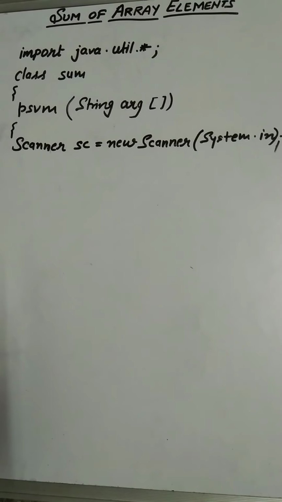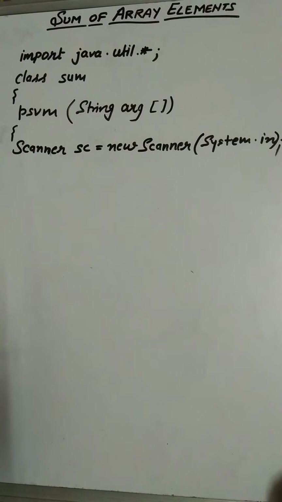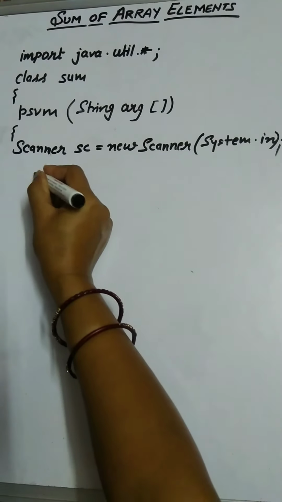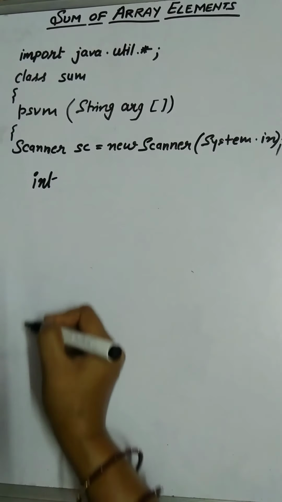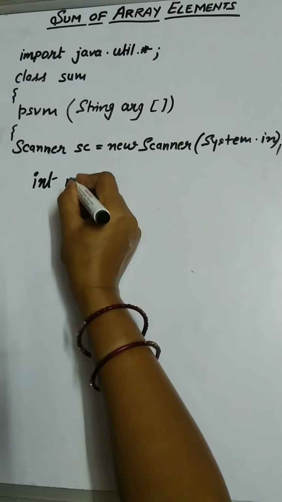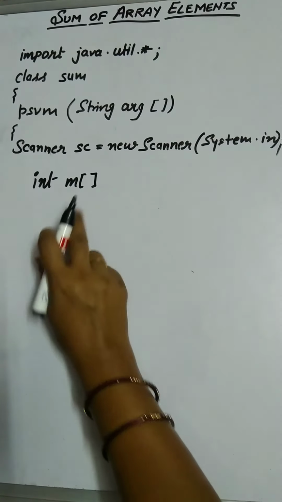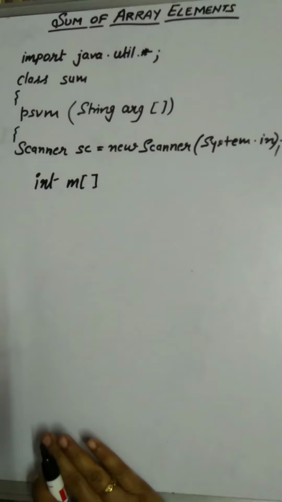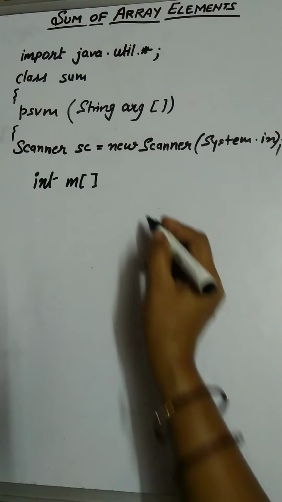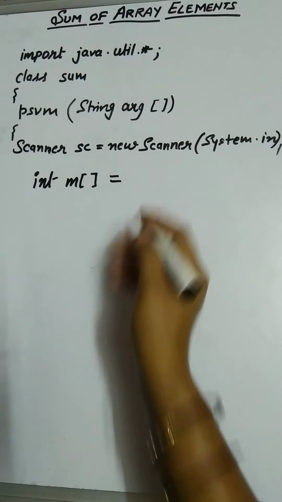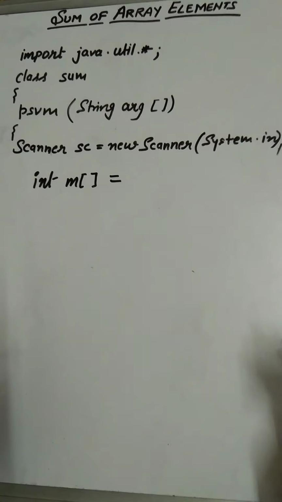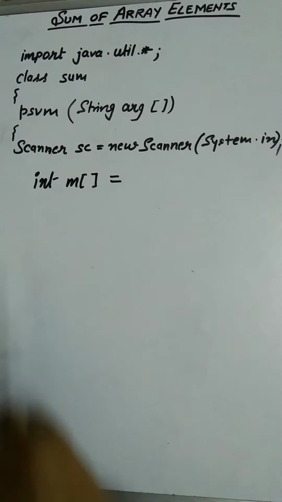After this, the Scanner class object. After creating the object, we need to declare the array. How do we declare an array? We already discussed: first of all data type, then variable name, then subscript. Subscript is required for any declaration of an array, any type of array, whether integer type, string type or float type.